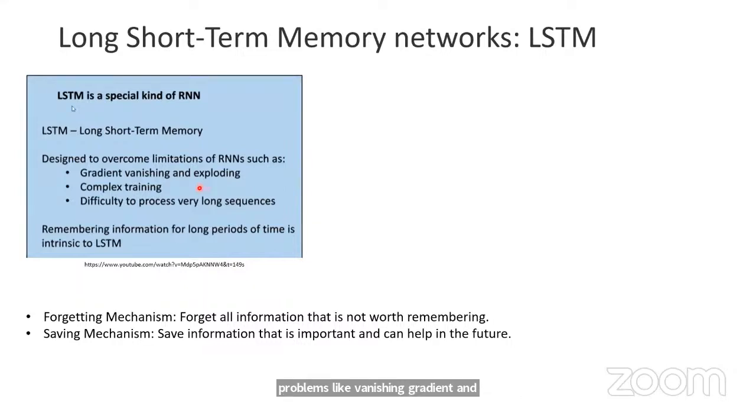Generally in neural networks we use differential calculus, and sometimes the gradient vanishes, or sometimes the gradient explodes while calculating. To tackle that problem, the LSTM was designed, and it helps to learn long sequences as well. It has a mechanism called the forget mechanism, which helps us forget information that is not worth remembering, and save the information that is relevant to remember for the future.